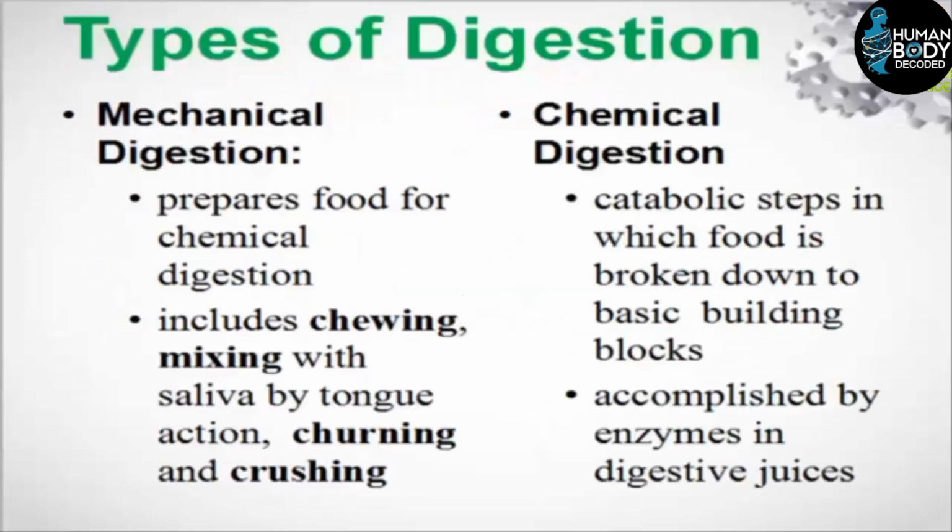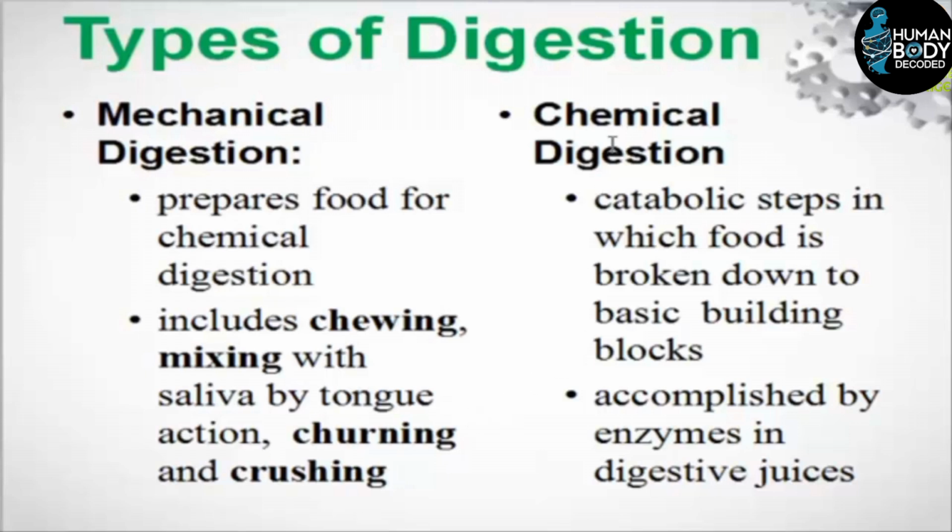Now, let's move on to the types of digestion. There are two types of digestion. The first is mechanical digestion, and the second is chemical digestion. What is mechanical digestion? A type of digestion in which the food is physically broken down. That is, we physically digest the food, like chewing, mixing, churning, and crushing the food particles. We physically break them down into smaller pieces.